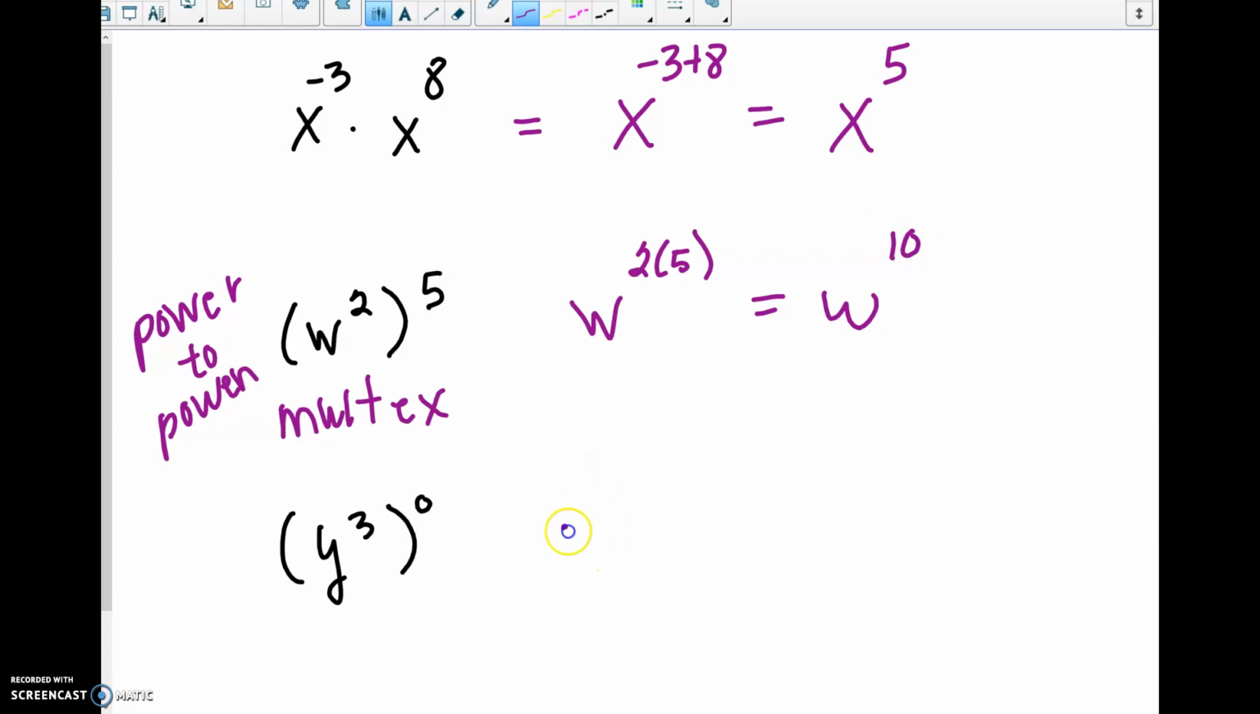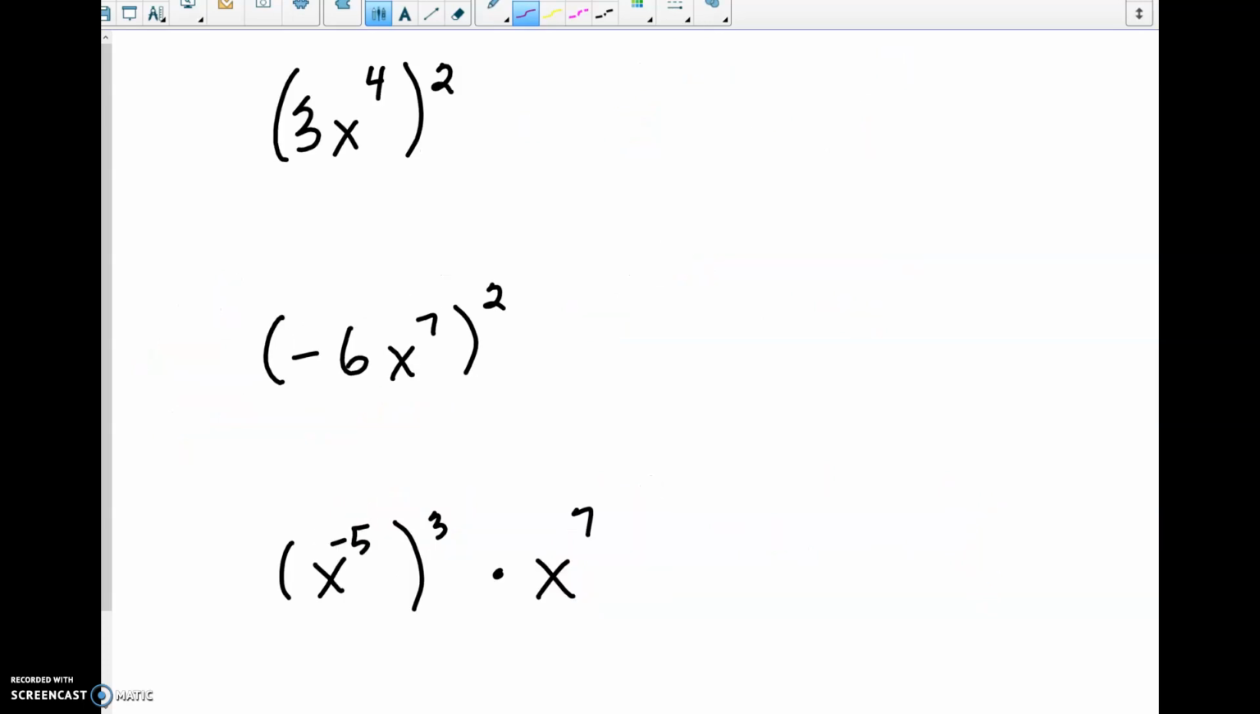Okay, in the second one, we have y, again, power to a power. 3 times 0 is y to the 0. And then what did we find out a couple days ago? Anything to the 0 power is 1. All right, dig deep, dig hard, stop your video, and then go ahead and try these practice problems.